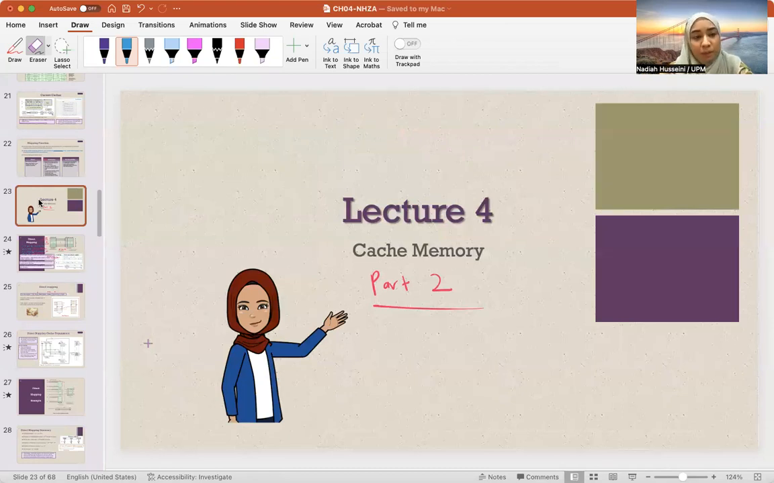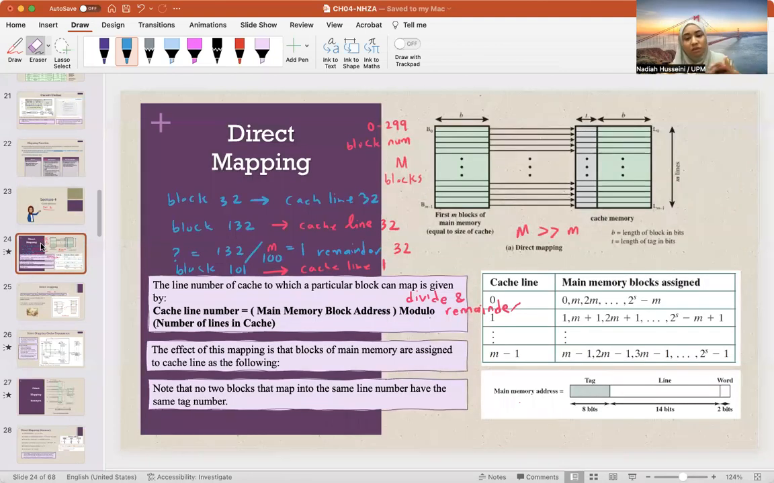So in cache memory part 2, we talked about direct mapping. What's the difference between direct mapping, fully associative mapping, and also set associative? Typically in the current cache that we see, the cache uses set associative mapping. The difference between direct mapping, fully associative, and set associative is obviously in the memory address that is used to map the block memory to the cache.